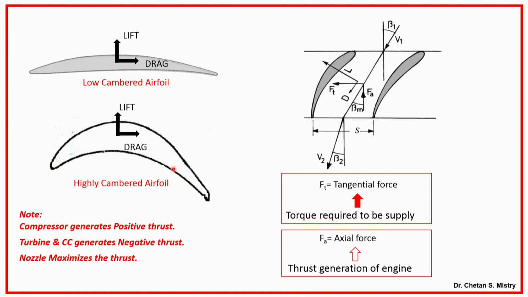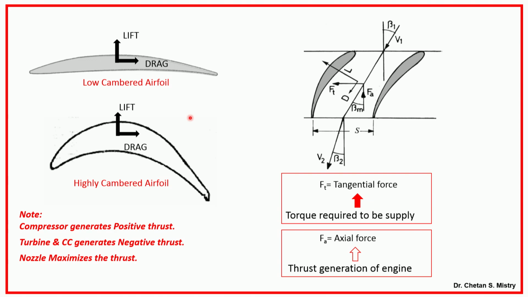If you look at this, this is a highly cambered aerofoil. Suppose I apply pressure P1 and pressure P2 here. Suppose I have higher pressure at the outlet side, what will happen? Because of this turning, my flow will get separated. So, I cannot have this highly twisted blade.